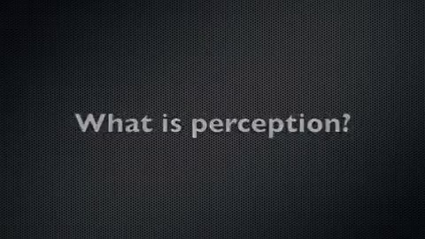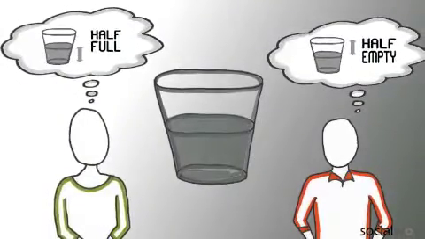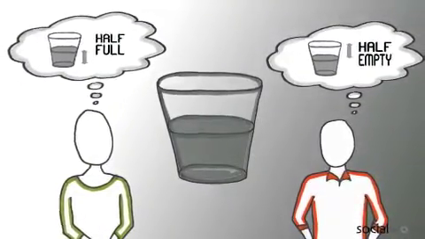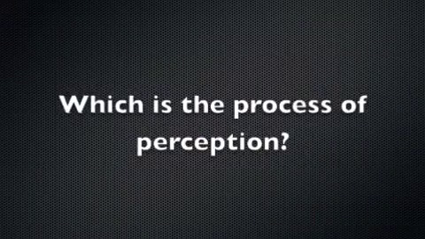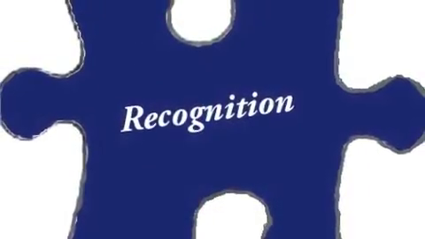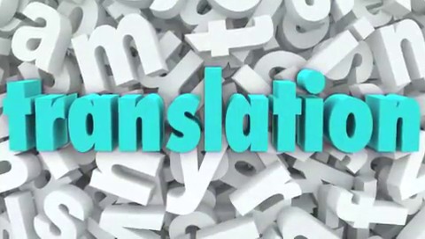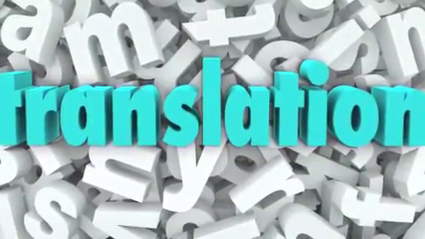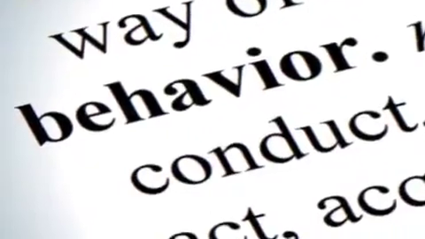What is perception? Perception is the process by which individuals connect to their environment. What is the process of perception? First, you have a stimulus, then you go to attention, recognition, and translation, which is the part of the perception, and then the behavior.